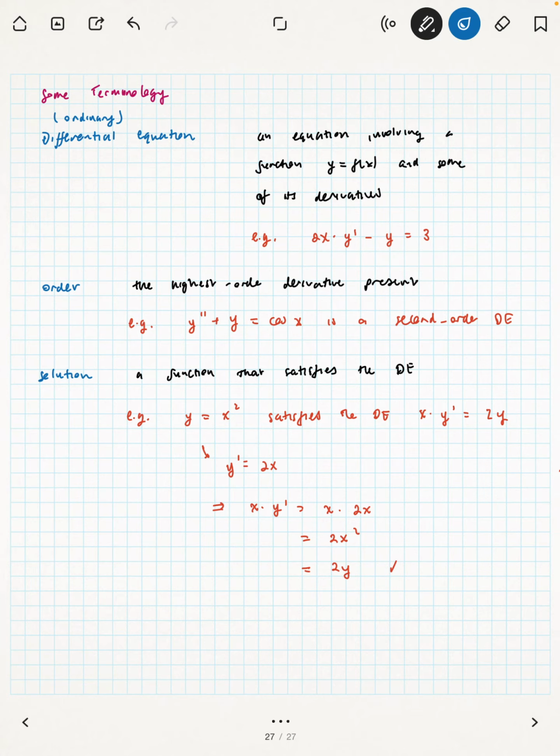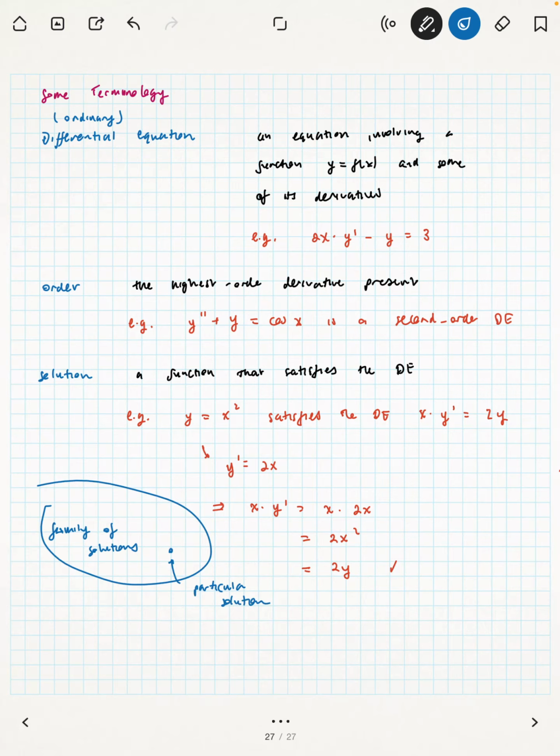So a DE may have a single solution. It may have many solutions. It's actually a very fascinating topic within differential equations that you may find a family of solutions. So you may have a family of solutions, and within that family of solutions, you may have a single particular solution.